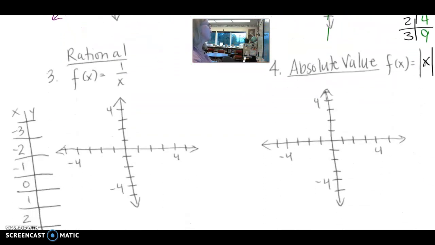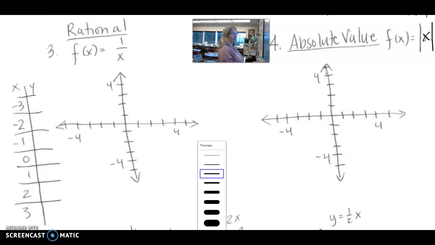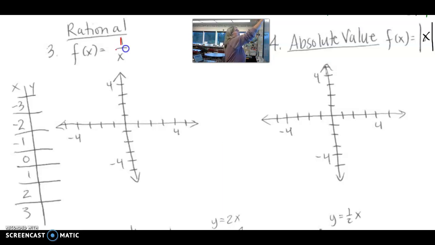Okay, the next basic function we're going to look at is called the rational function. And the parent function for that group of functions is 1 over x. So we're going to graph this 1 over x. So f of x equals 1 over x, and I called it y here, which means the same thing.